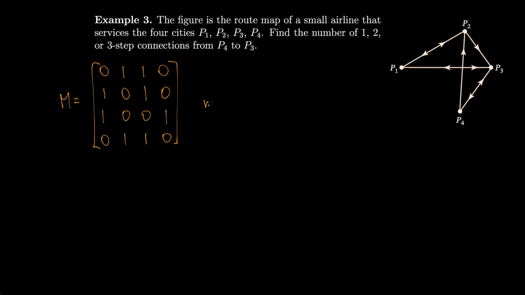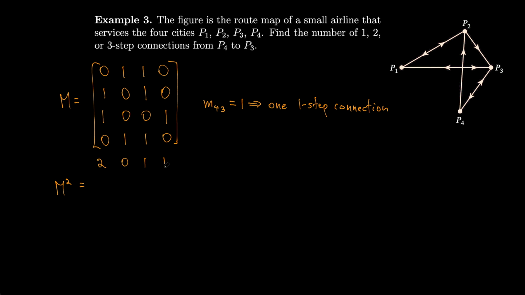So that means that M for 4,3 is equal to 1, because that's the 4th row, 3rd column. Okay, so by the previous theorem, we have one one-step connection. To find the 2-step connections, we have to square M. So we'll write M squared. If you want, use a calculator or just do it yourself. In any case, I'm going to omit the work.